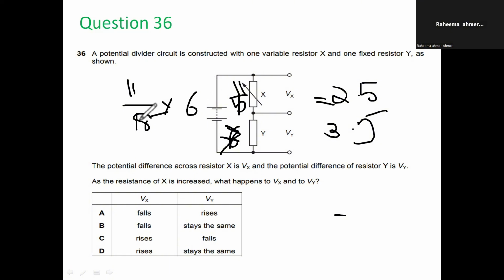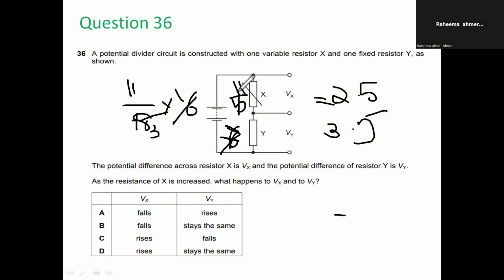So this is 3 and this is 1. So 11 upon 3 is the value of Vx when the resistance of X is 11 ohm. So the value of 11 upon 3 is equal to 3.6. As you can see, the value of Vx has increased from 2.5 to 3.6.